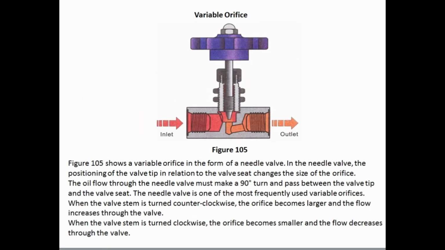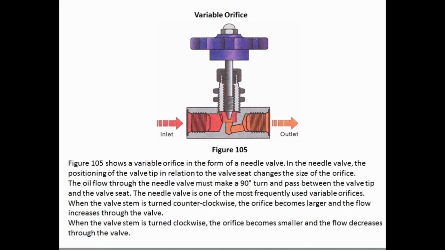Variable orifice. Figure 105 shows a variable orifice in the form of a needle valve. In the needle valve, the positioning of the valve tip in relation to the valve seat changes the size of the orifice. The oil flow through the needle valve must make a 90 degrees turn and pass between the valve tip and the valve seat. The needle valve is one of the most frequently used variable orifices. When the valve stem is turned counterclockwise, the orifice becomes larger and the flow increases through the valve.